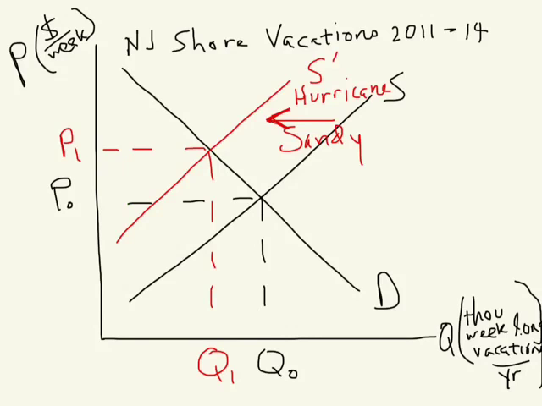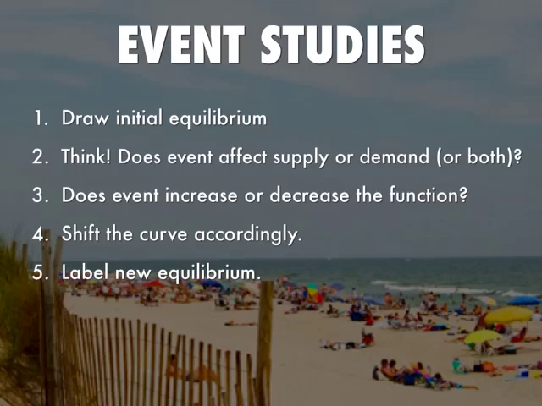And if you have another event, let's go back. Remember what I did was I drew the initial equilibrium. I thought it through completely before I started drawing. I concluded it was a decrease in supply, and only then did I draw the shift. And then I didn't overthink. I just labeled the new equilibrium and declared myself done. That's a real important step there.